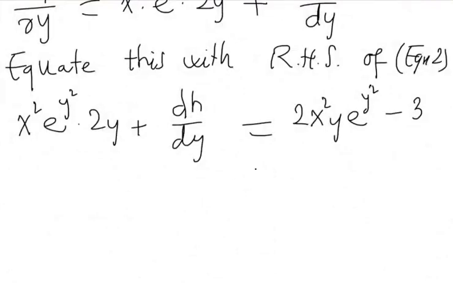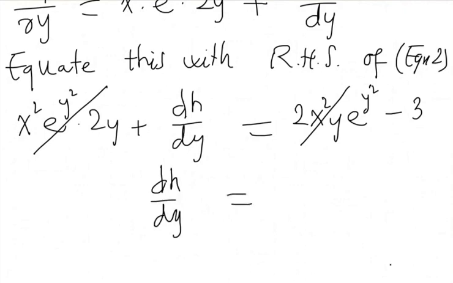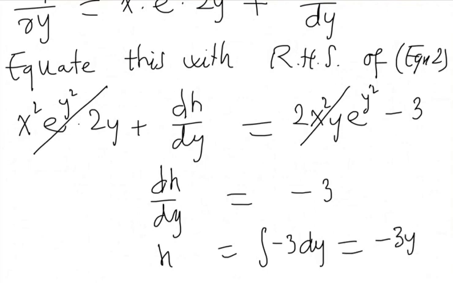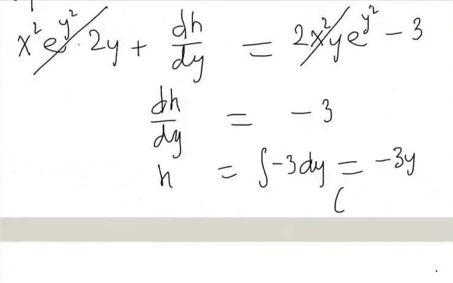For now, we're going to solve for h. But you see that the first terms on both sides cancel out. We get dh dy equal to negative 3. Now we solve for h by integrating negative 3 in the variable y. We get minus 3y plus a constant, but no need to do that here.